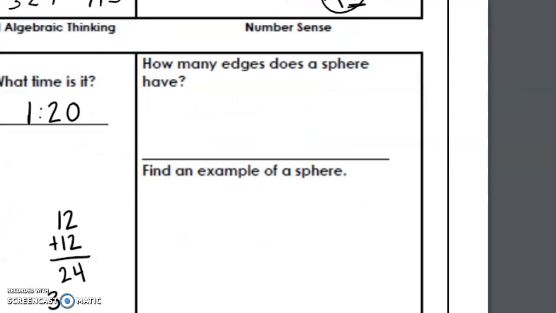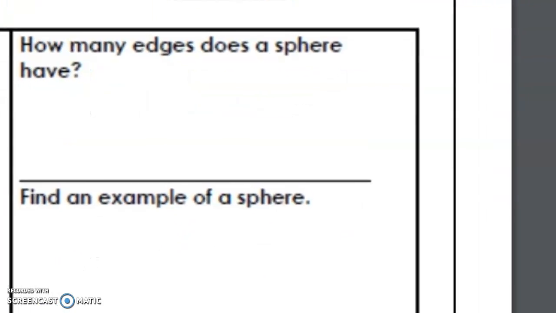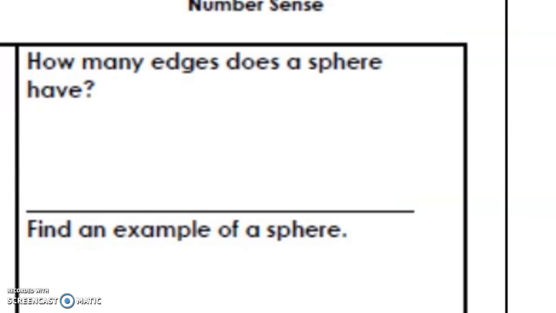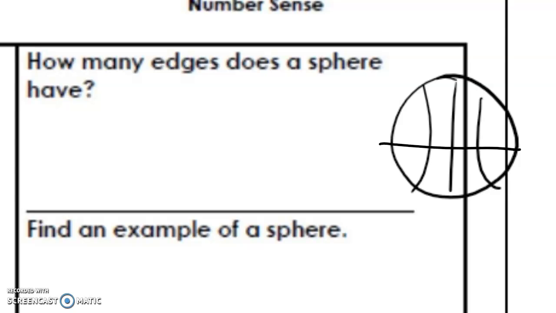Now we'll go over to our last math box. How many edges does a sphere have? Well, what kind of shape is a sphere? Let's think about that. A sphere is like a soccer ball or a basketball, right? Excuse Miss V's very poorly drawn basketball. So if it's a basketball, is it just a circle? No, it's a 3D kind of circle. So how many edges does it have?